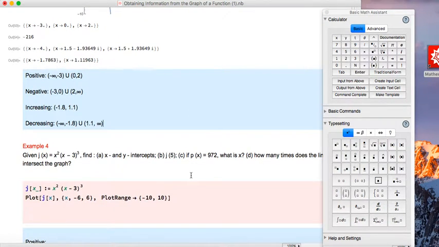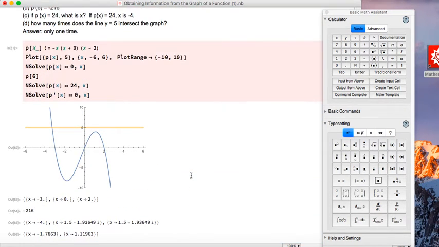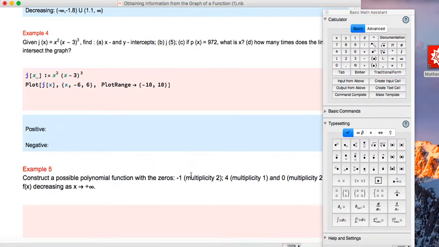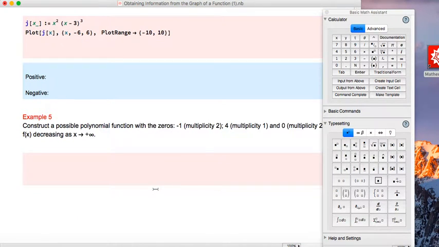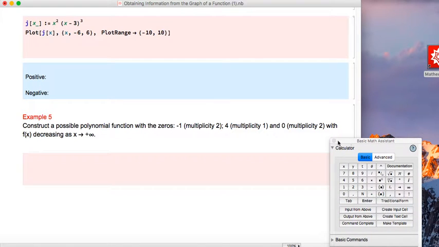So number 4 is very similar to question example 3, so I'm going to leave number 4 for you to complete. Now for number 5, I will give you the example. Construct a possible polynomial function with the zeros. If we know the zeros, we know how to write this as factors. So let's just consider the zeros first.